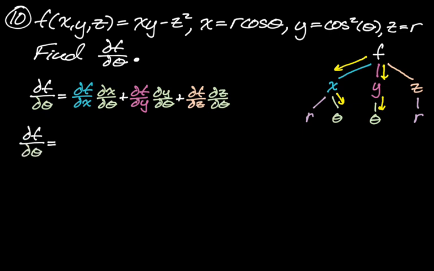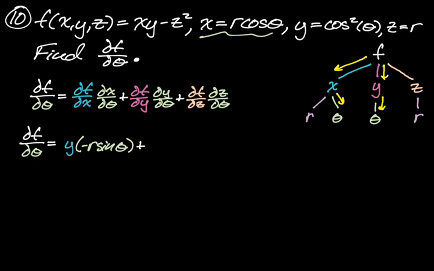So here goes. Partial f, partial x. Look at f of x, y, z. Partial x is just y. Negative z squared does not have any x's in it, so we just get y. And then we need partial x, partial theta. So the derivative of r times cosine of theta is going to be negative r sine of theta, because we're taking the derivative with respect to theta.